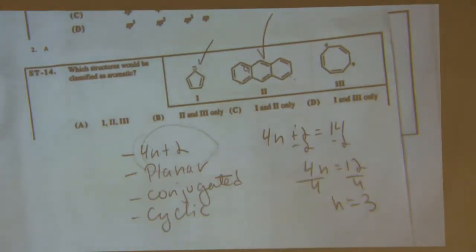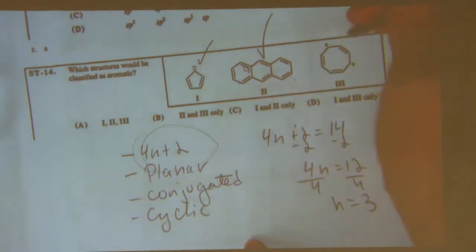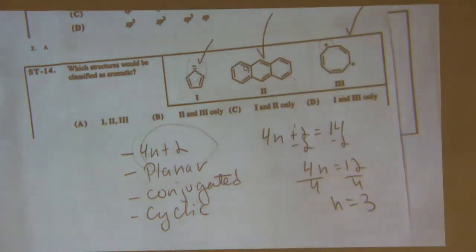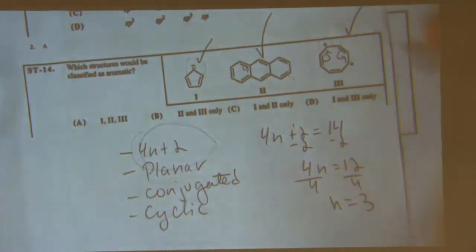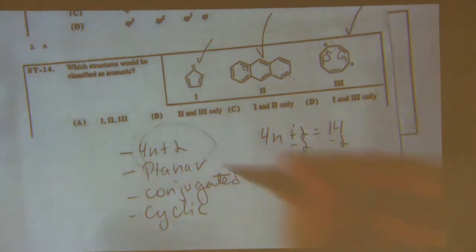Okay, and then for the third one, how many pi electrons do we have? 6. Right, so that also works. And then the carbocations and the anions, they contribute to resonance, right? So we need those carbocations there in order to have resonance all around the ring. So without them, would it be aromatic? No, because it wouldn't be fully conjugated, if you didn't have the cations. So you need those. So the answer is A, it's all of them.